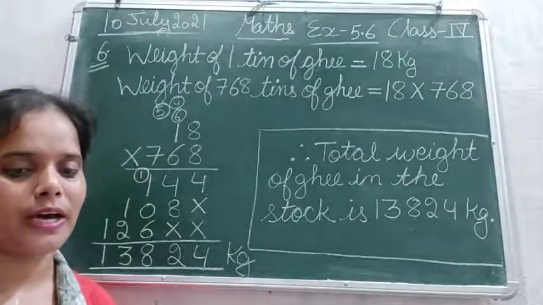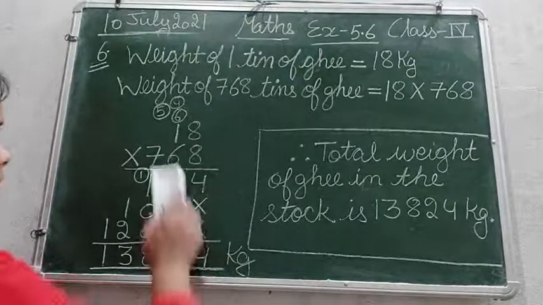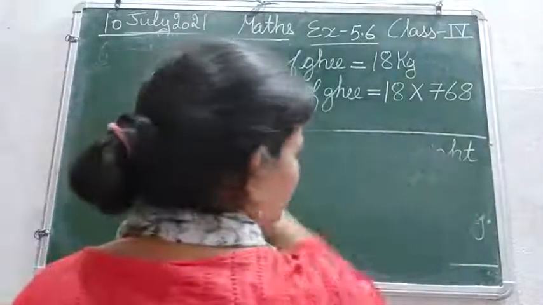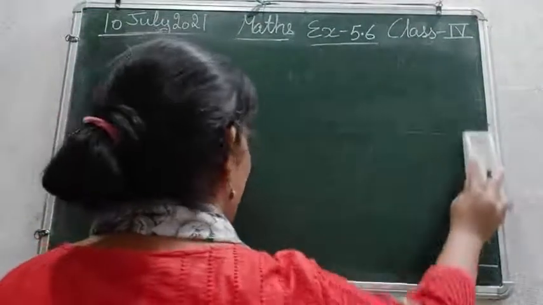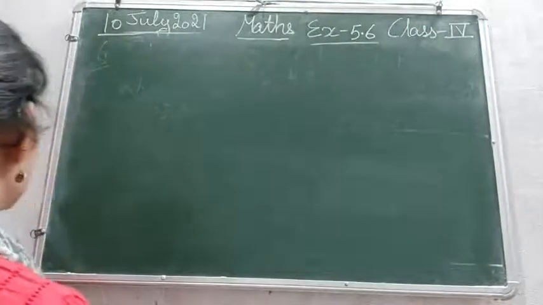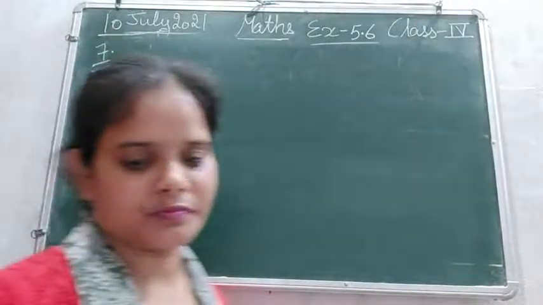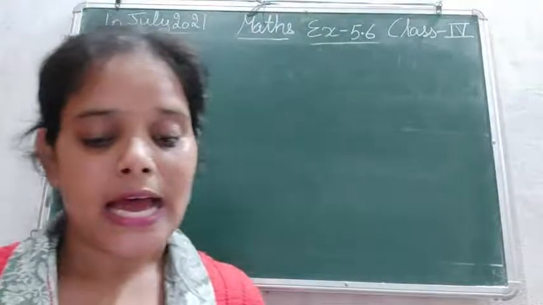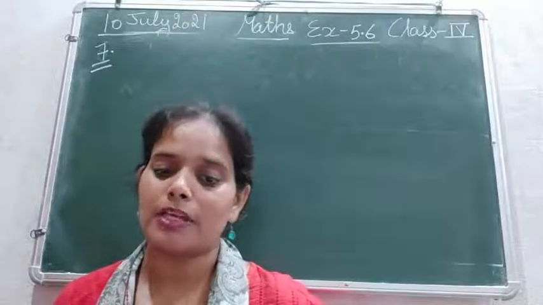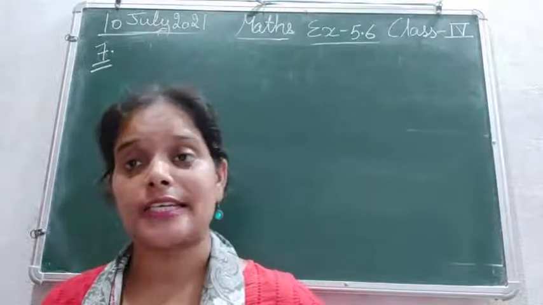Okay, so now we have done question number 6 as well. So now let's move to the next question, that is question number 7. Let's do question number 7. The question number 7 is, a weaving machine makes 1,148 meter cloth in a day. How much cloth will it make in 48 days?